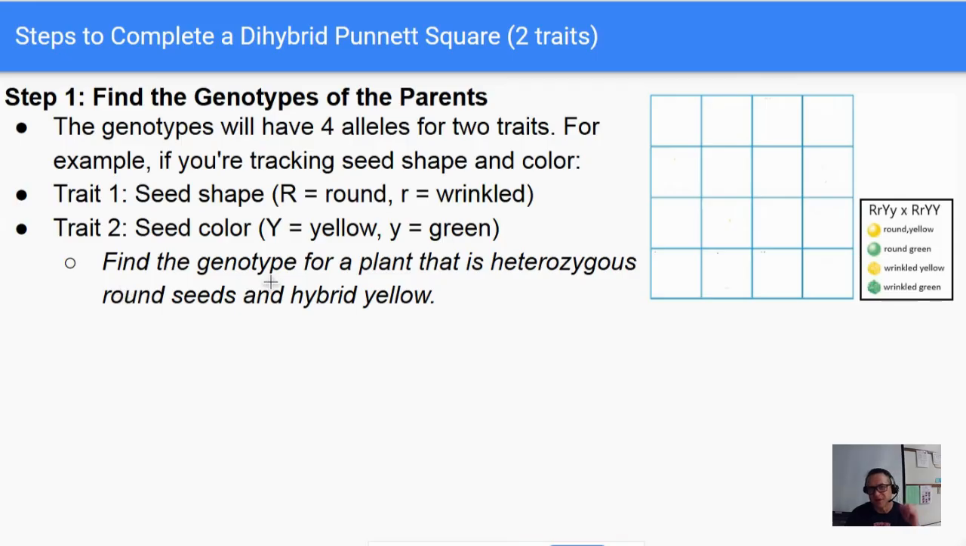All right, so now here's the little more difficult one, the dihybrid. Di means 2. So the only difference between the dihybrid and a monohybrid is now we're looking at 2 traits at once. So trait 1, we're looking at the shape of the seeds.